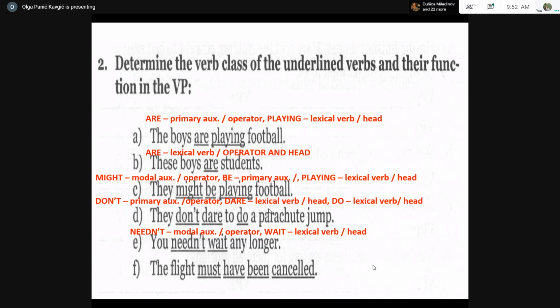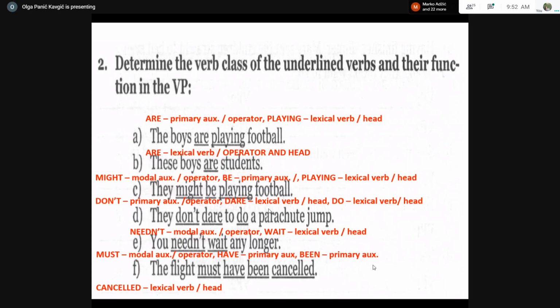It's must. So once again, the operator is always either the only auxiliary, or if there are more of them, it is the first auxiliary. So must the flight have been cancelled? The flight mustn't have been cancelled, and so on. Okay, good. So cancelled is the head, the lexical verb, and then must is the operator.